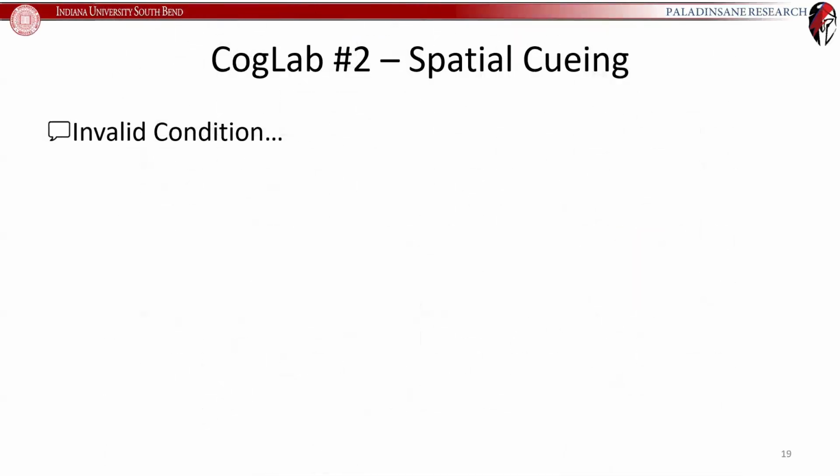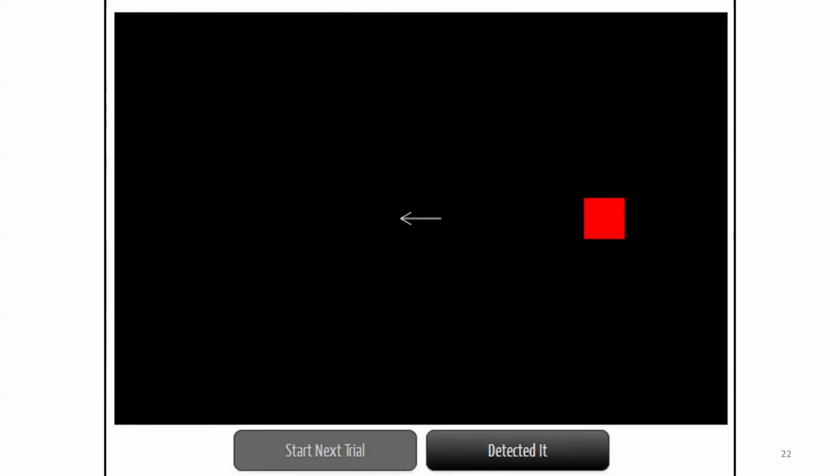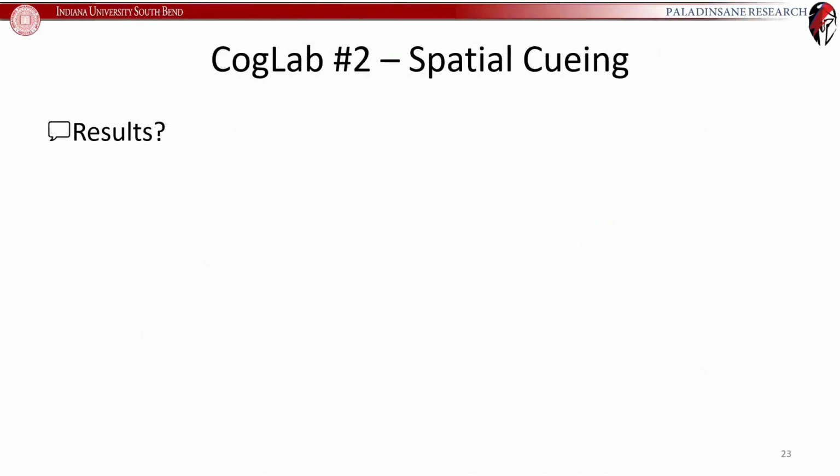And then in the invalid condition, you had a center fixation point. Again, you were looking at the center fixation point. When the arrow appeared, you were still looking at that center, so you're still looking at the arrow. But in this case, the arrow was pointing to the left, and the red square appeared on the right, and that was the invalid condition. All right, so those are the three conditions. What were the results? What happened in this cog lab?